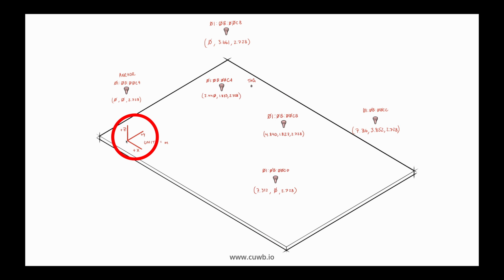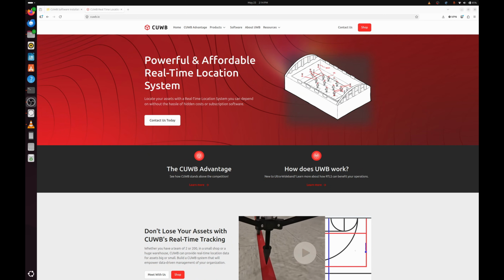This diagram shows the surveyed location of each anchor in a Cartesian coordinate system, with the origin point 2.728 meters below the anchor with the serial that ends in C9. The other anchors are shown with their surveyed location in parentheses as highlighted here. This video will not cover how to install and survey anchors, but our website has resources to assist you with this process.